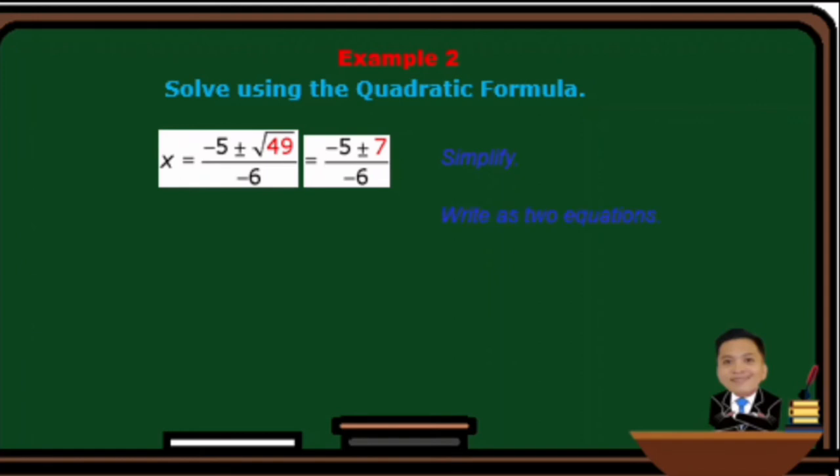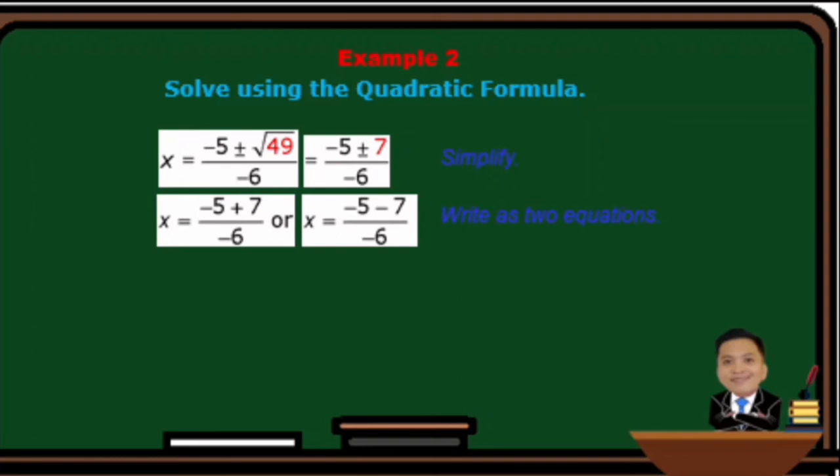Write as two equations. x is equal to negative 5 plus 7 all over negative 6, or x is equal to negative 5 minus 7 all over negative 6. Solve each equation, and we will get x is equal to negative 1/3, or x is equal to 2.